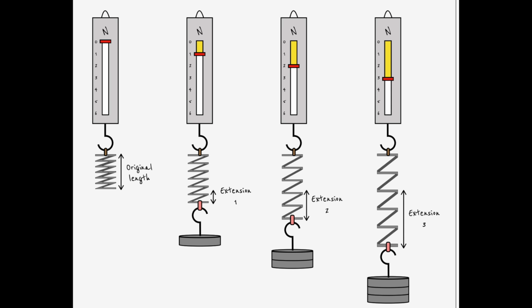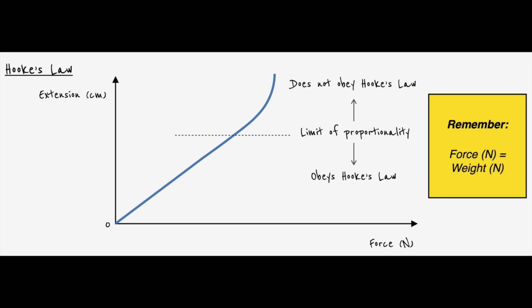Now, in order to find the spring extension, you need to take away the original length of the spring from the final length of the spring. You'll then be ready to plot a graph. On the y-axis, you want to plot extension in centimetres or metres, and then on the x-axis, you'll want to include either load or weight that's measured in newtons.